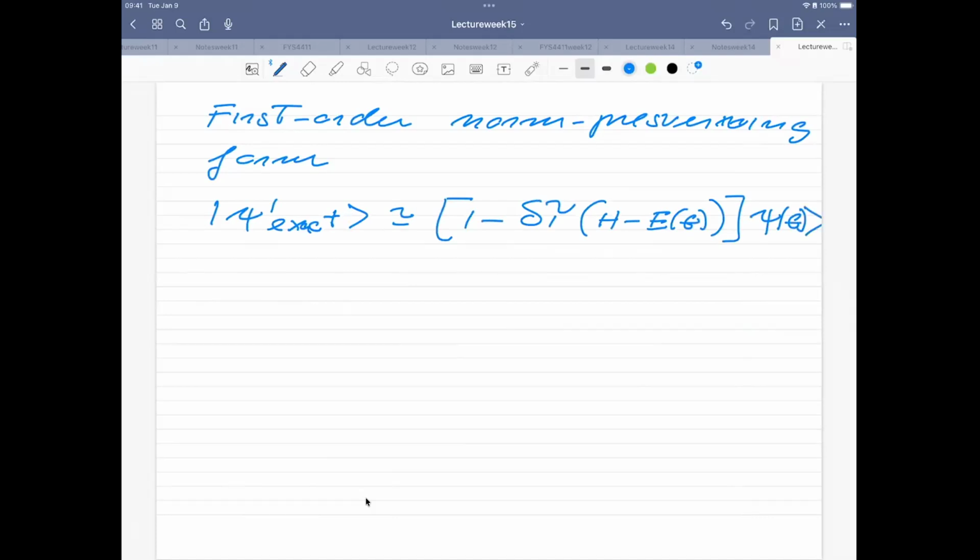So if I subtract this E of theta, that removes a trivial component which is parallel to the exact solution. And you can see that. So you could ask, why subtract?